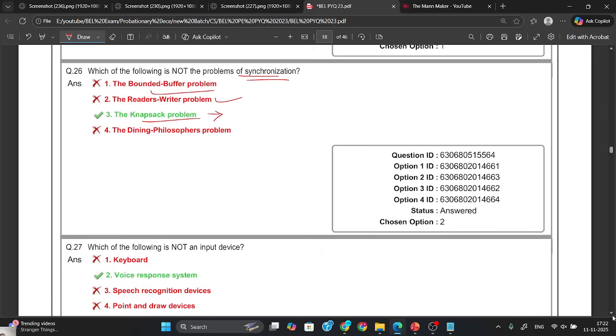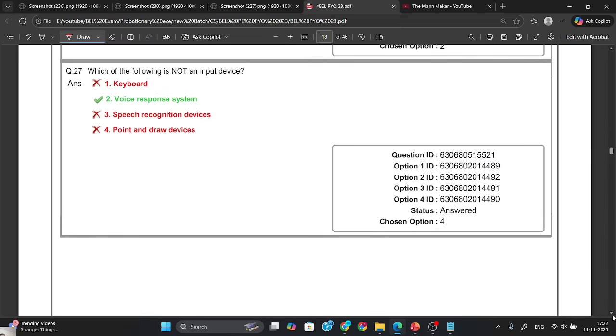And this is a combinatorial optimization problem. Option C is your right answer.